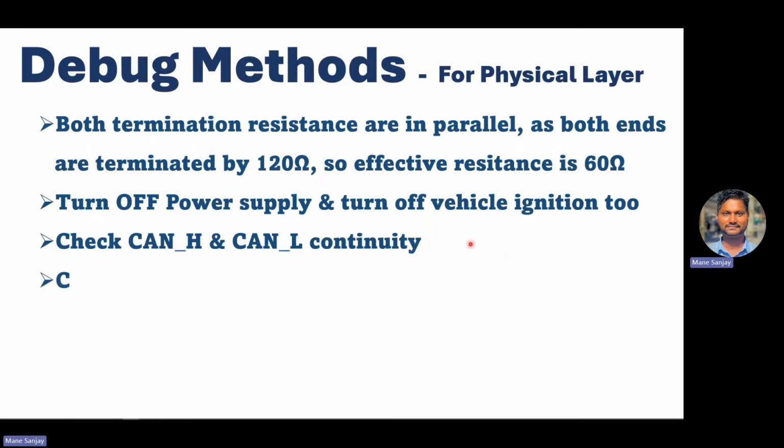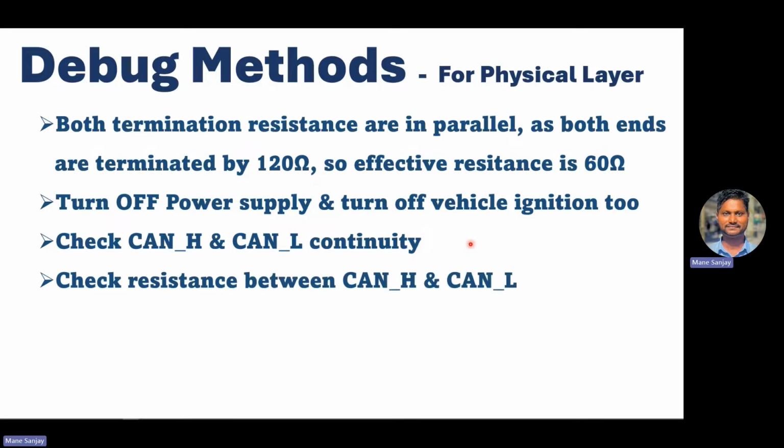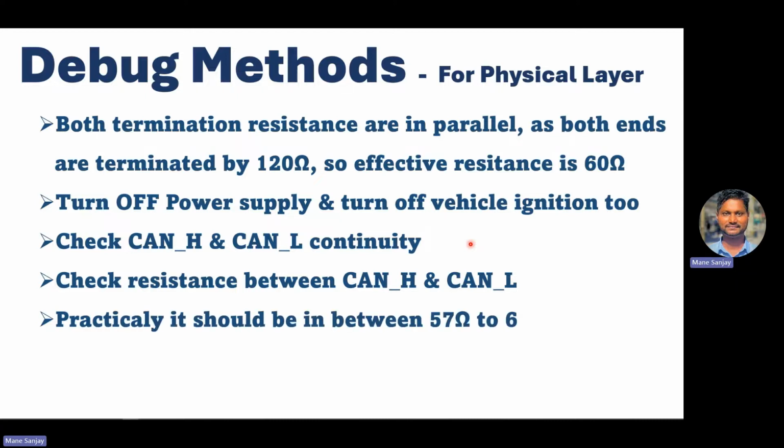This is the checkpoint. Then you need to check the resistance present in the network, and that value should be between 57 ohm and 63 ohm. Now, why this value? The reason I explained here: both ends are terminated with 120 ohm resistance, so the effective resistance in the network is 60 ohm. If we solve the two parallel resistance equation, R1 into R2 divided by R1 plus R2, the effective resistance value will come to 60 ohm.